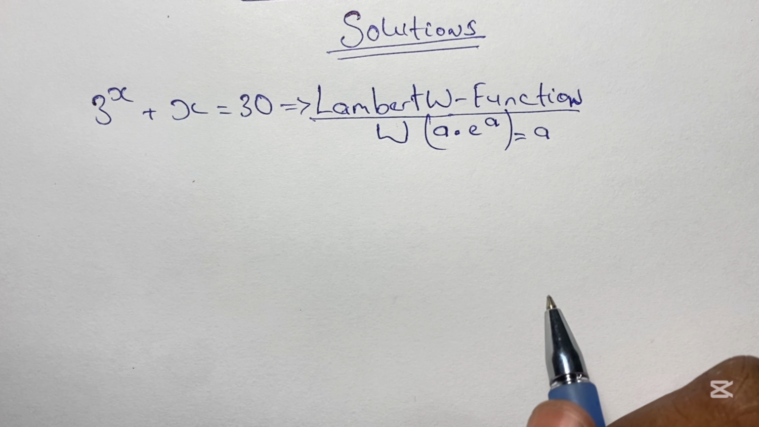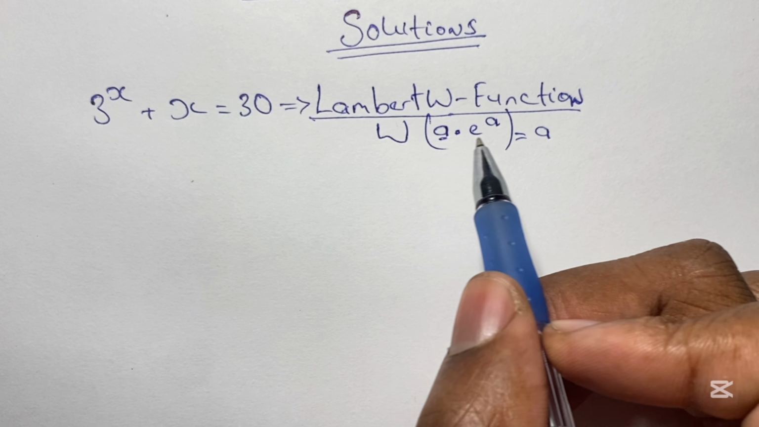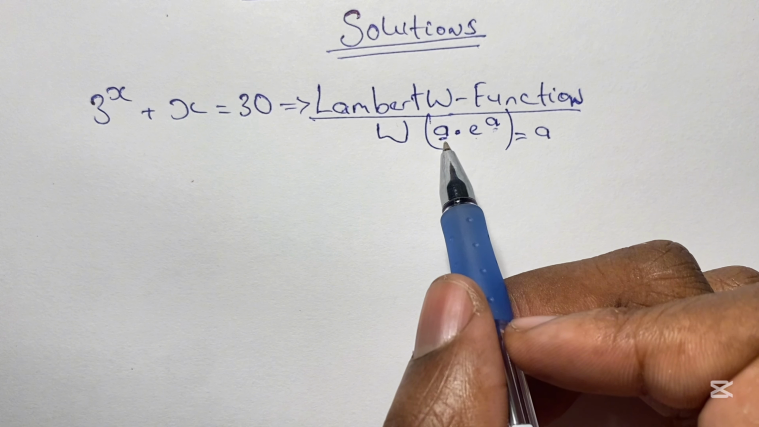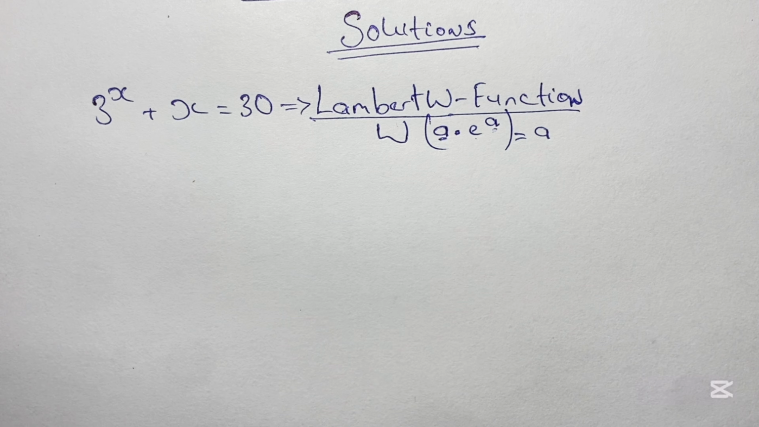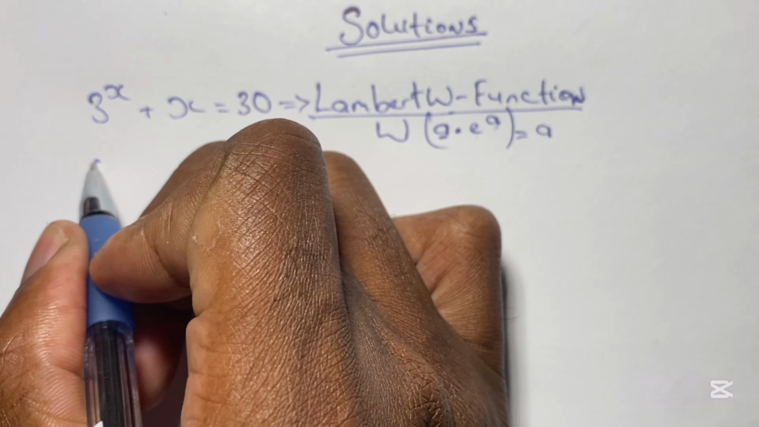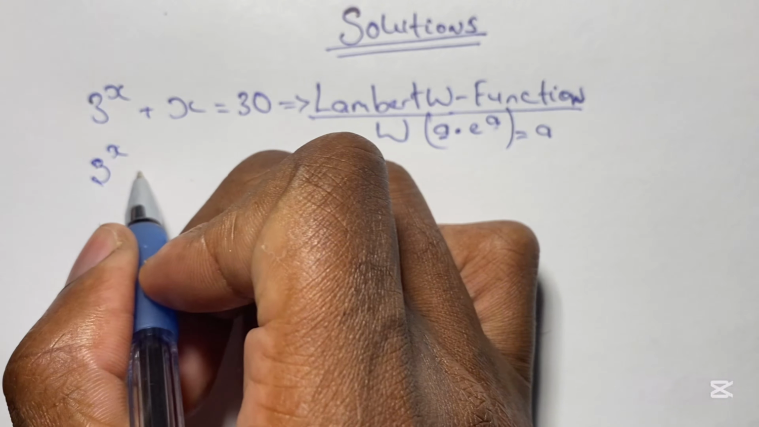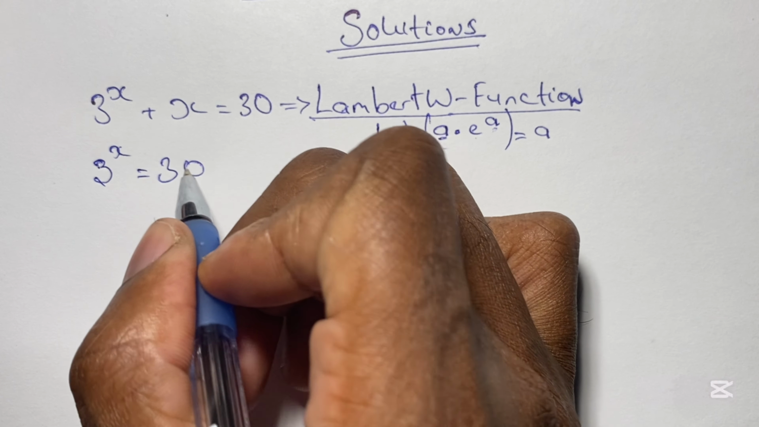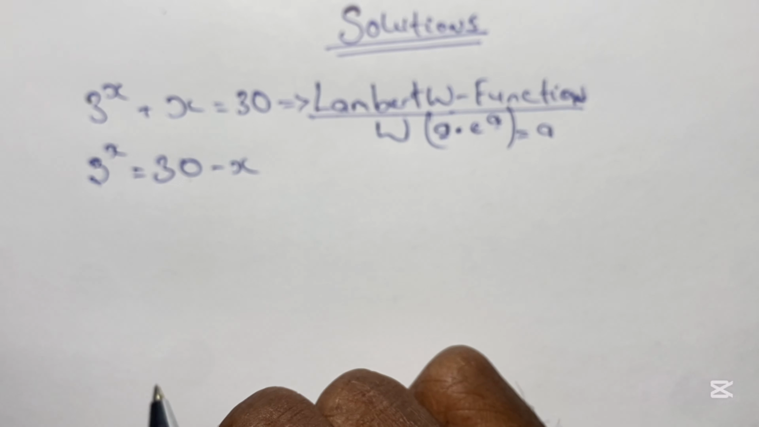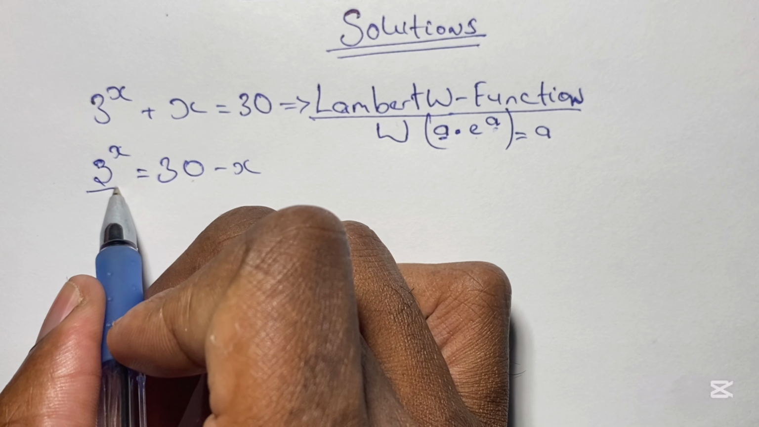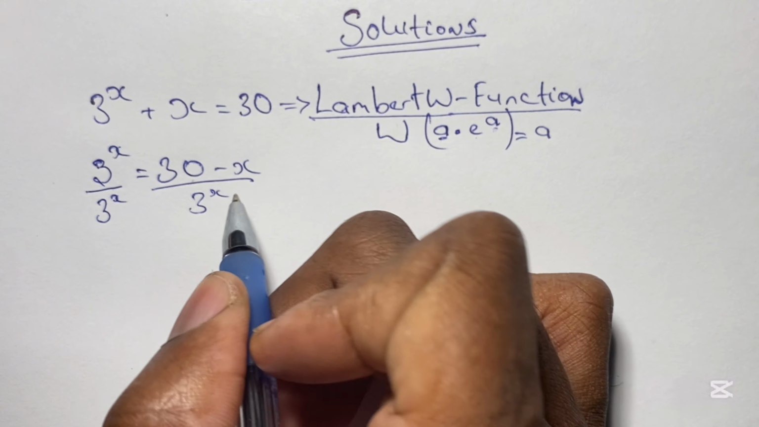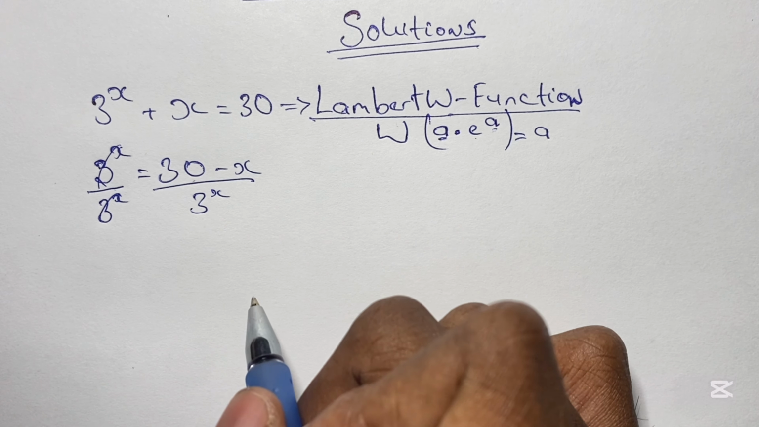So our first step from here is to write our equation in the form of a times e to the power of a. So we will write our equation as that, and then we can apply our W function or our product log function. So we start by rewriting our equation as 3 to the power of x is equal to 30 minus x. So we just bring the x to the right hand side of the equation. Then from here we remove 3 to the power of x to the right hand side of the equation by dividing both sides by 3 to the power of x.